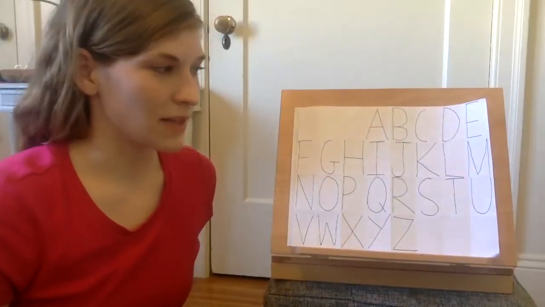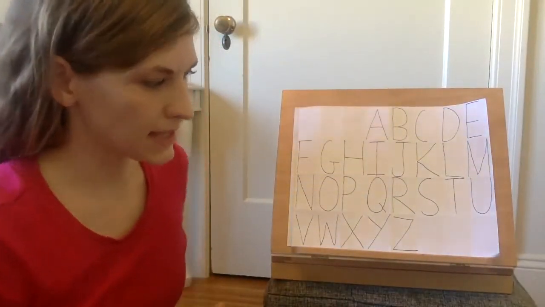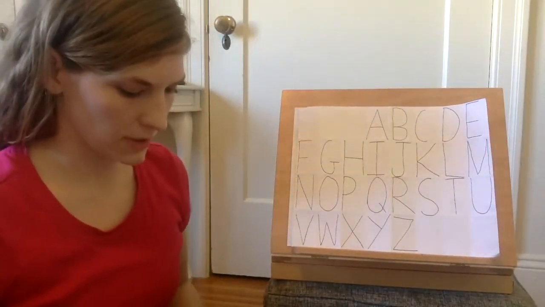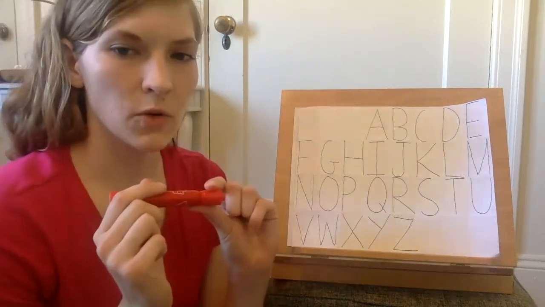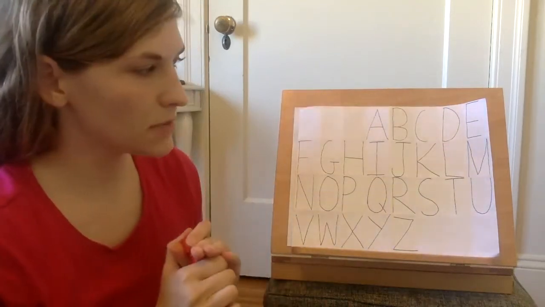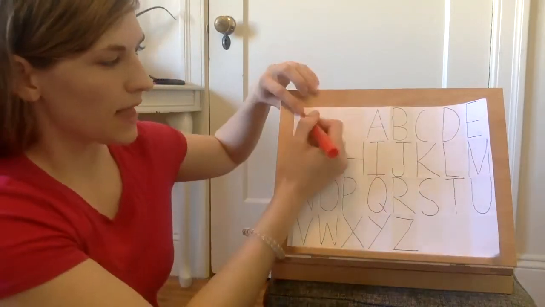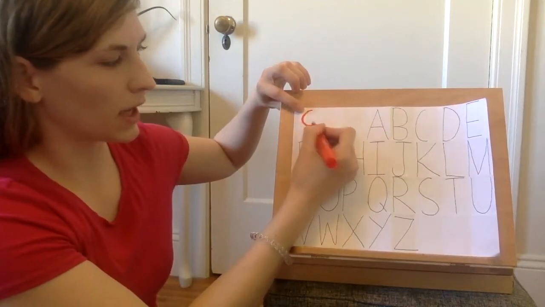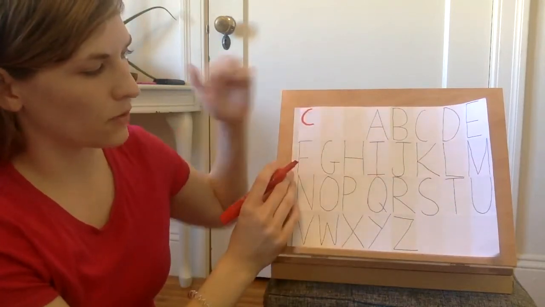Our capital letters have a lot of different kinds of lines, and for this part, we're going to be looking at the curved lines. So let's start. I'm going to start with red, and I'm going to be looking for curves that have the curved part on the left side, over on this side.